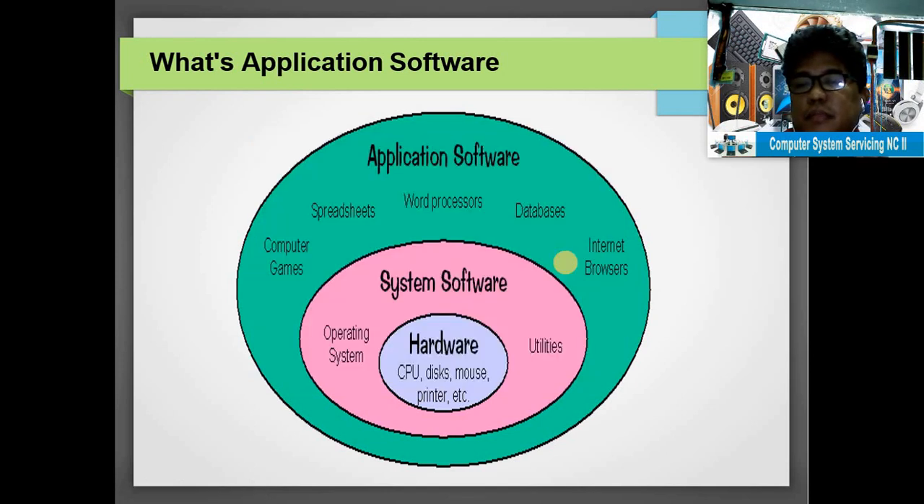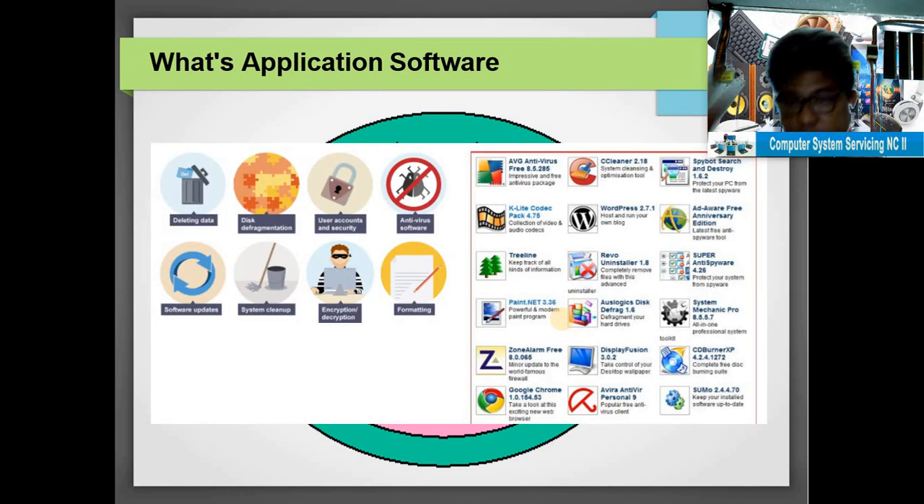And then, example naman po ng utilities under system software. And we have utilities for deleting data, defragmentation, user accounts and security, antivirus software, software updates, system cleanup, encryption, decryption, and for formatting.